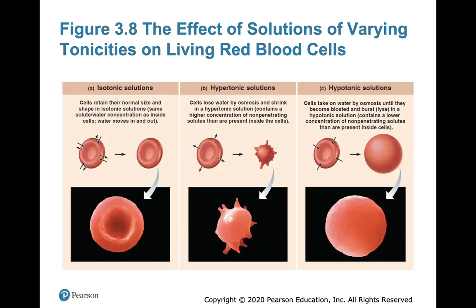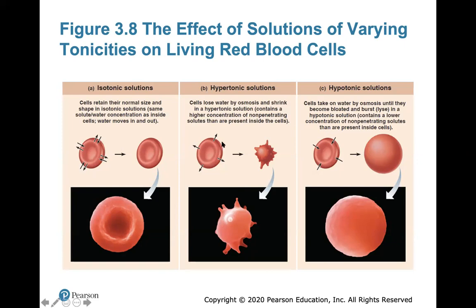So if we were to place a red blood cell in an isotonic solution, that just means that the osmolarity of the inside of the cell would be the same as the outside of the cell. So there'd be no net movement of water. Water will freely move into and out of the cell, but the cell will maintain its shape because it's in a solution of the same tonicity or same concentration.